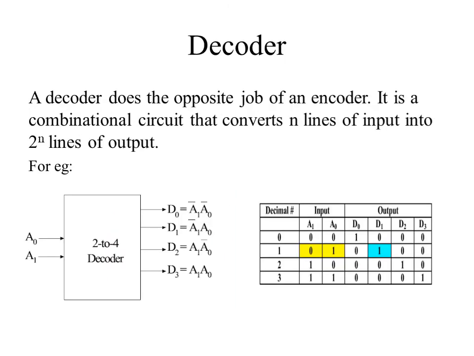The next combinational circuit is decoder. A decoder is a combinational circuit that converts binary information from n input lines to 2 raised to n output lines. It performs exactly the reverse operation of encoder. The standard form of decoder is n to 2 raised to n. For example, 2 to 4 decoder.